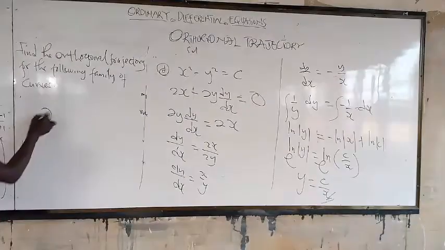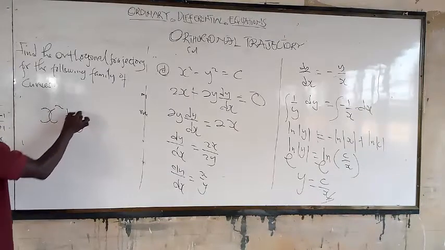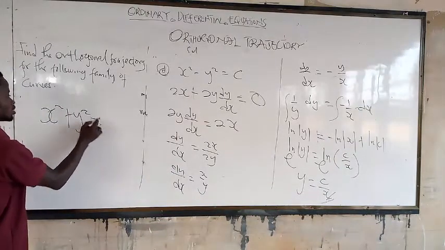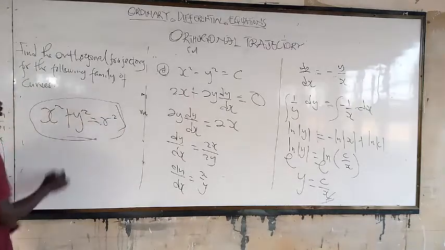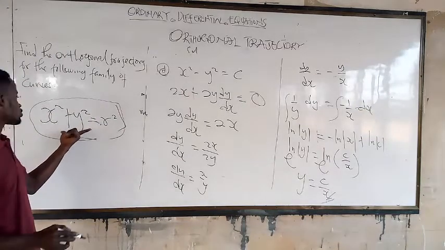So that means it's going to be s squared plus y squared is equal to r squared. So this is what the person wants to tell you. You just find the orthogonal trajectory of this.